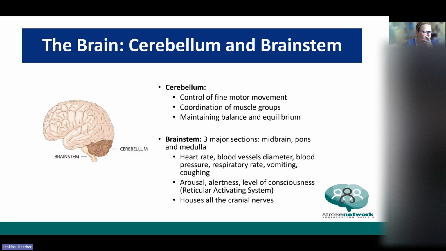Now, your brainstem is a very critical part of your brain anatomy. It has 3 major sections: your midbrain, pons, and medulla. And of course, it is our vital functions. So in your brainstem, this is where your heart rate, your respiratory rate, your blood vessel diameter, hence your blood pressure, lives, as well as your swallowing function is largely coordinated from this part of your brain.